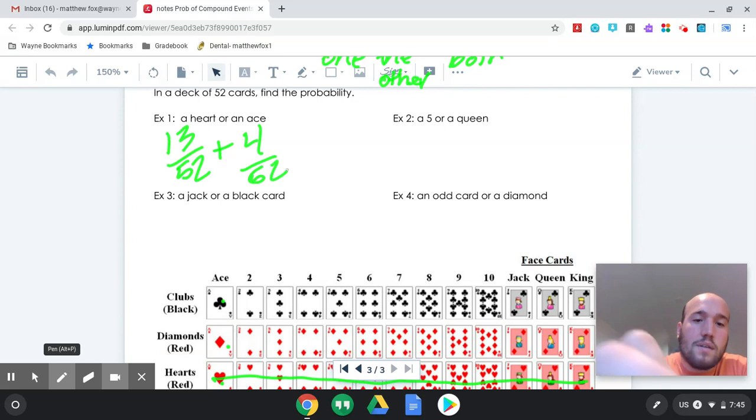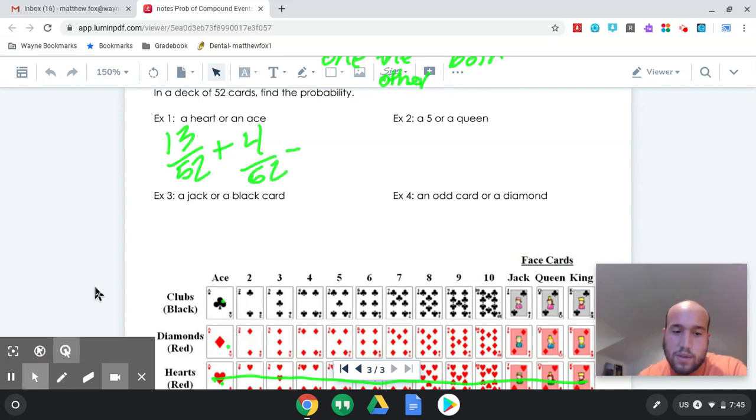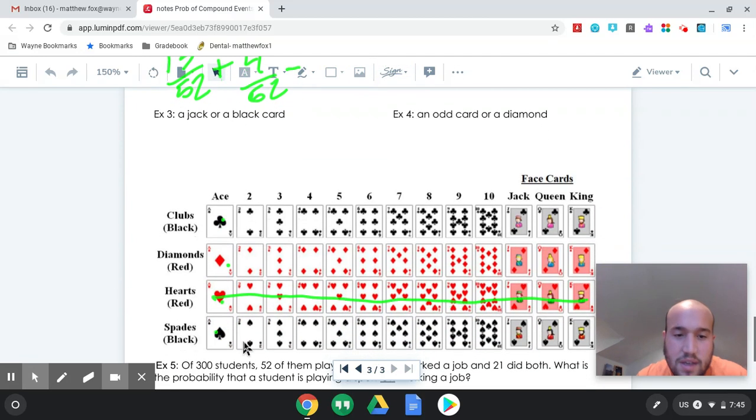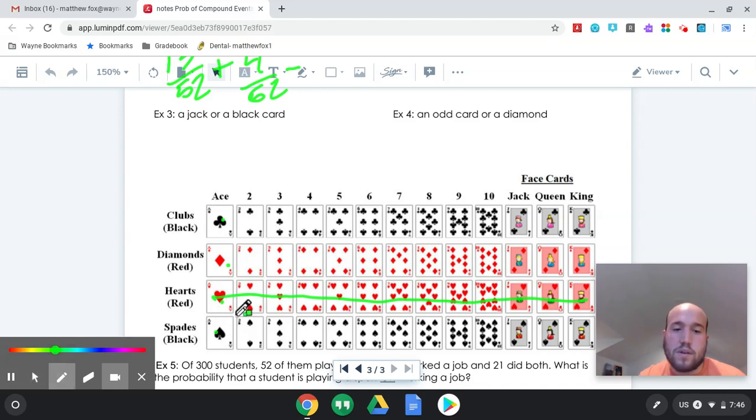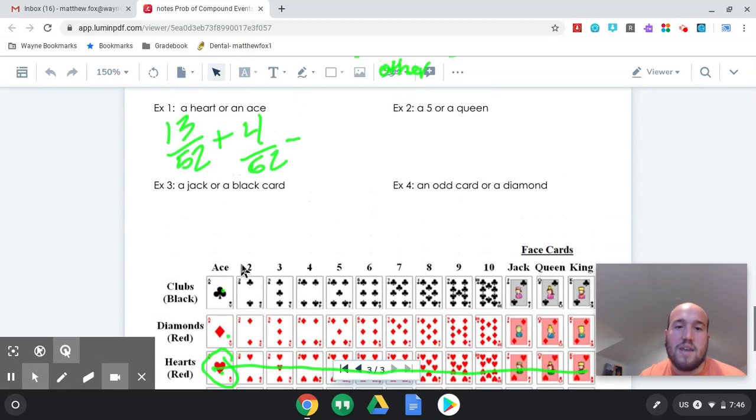So now we have to subtract what is shared by both. Okay, if we look here, that's hopefully easy to see. This ace of hearts, we marked it as a heart and we marked it as an ace. So if you look right here, this ace of hearts is the only card that satisfies both of them. It's both an ace and it's a heart. So that's 1 out of 52 cards.